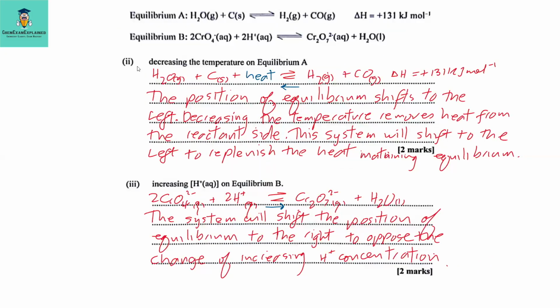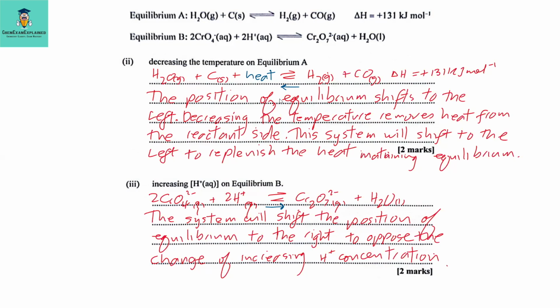Part 2, decreasing the temperature on equilibrium A. So again, if you look at the equation, you'll see that our enthalpy change is positive 131. This means that it is an endothermic reaction. So heat is a part of the reactants. Now if heat is a part of the reactants and you decrease the temperature, what you're doing is you are removing heat from the reactant side.